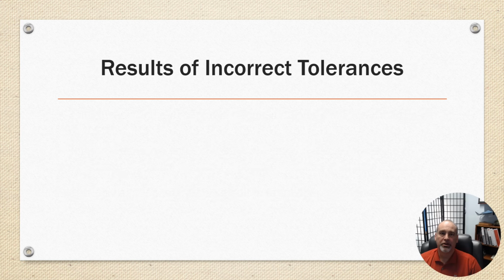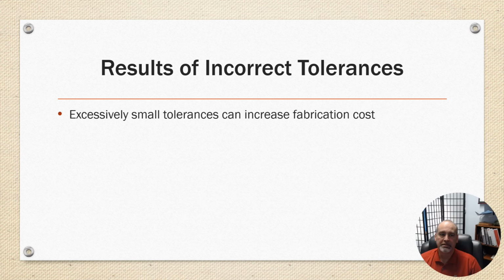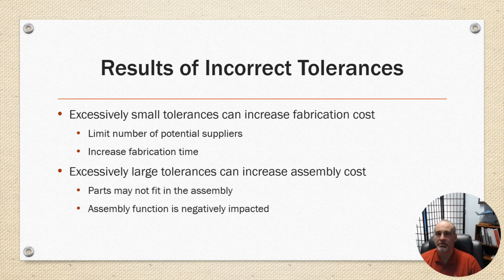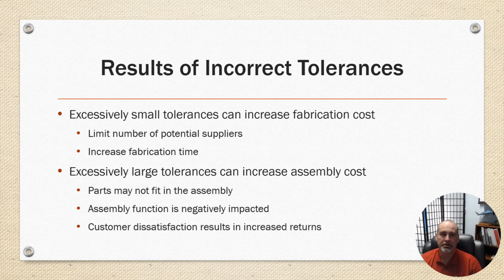The results of incorrect tolerances: Excessively small tolerances can increase fabrication costs, which limits the number of potential suppliers, and increase fabrication time. Excessively large tolerances can increase assembly cost. Parts may not fit in the assembly, and assembly function is negatively impacted, which can cause customer dissatisfaction and results in increased returns.